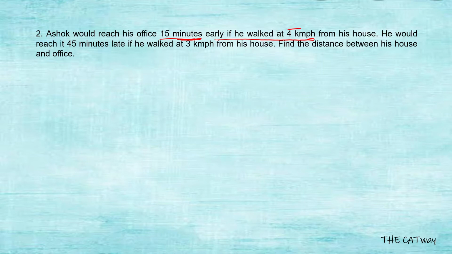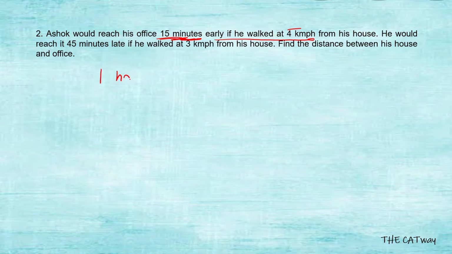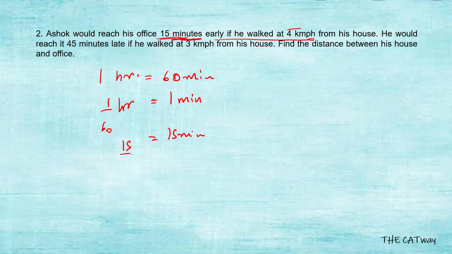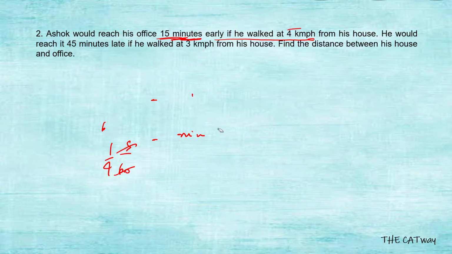Either you convert 4 kmph into meter per second, but that is going to be a trouble because 4 into 5 by 18 will be in decimals and cause a problem. Instead, we can convert these 15 minutes into hours. We know that 1 hour is equal to 60 minutes, so 1 minute is 1 by 60 hour. That means 15 minutes is 15 by 60 hour, which is 1 by 4 hour.